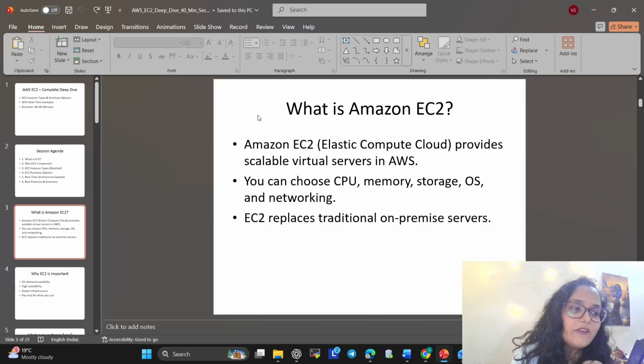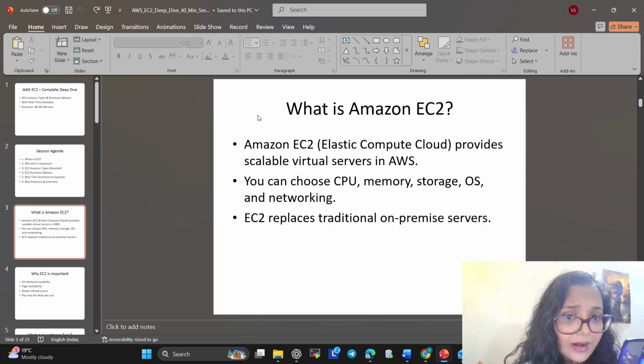So first is what EC2 means. In a very simple way, EC2 is Amazon Elastic Compute Cloud that provides scalable virtual servers in AWS. You can choose CPU, memory, storage, OS and networking. EC2 replaces the traditional on-premises server.